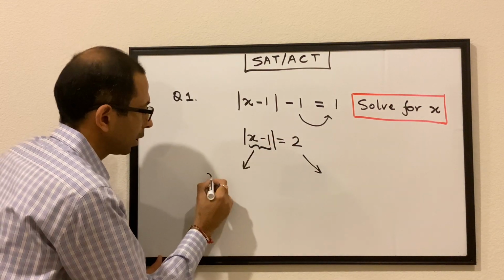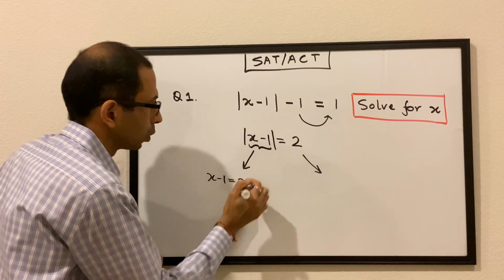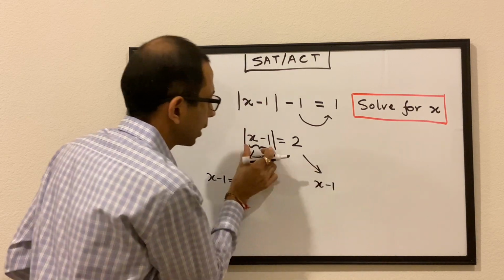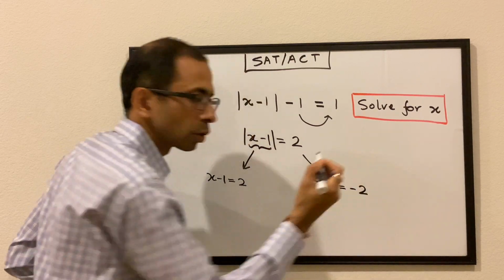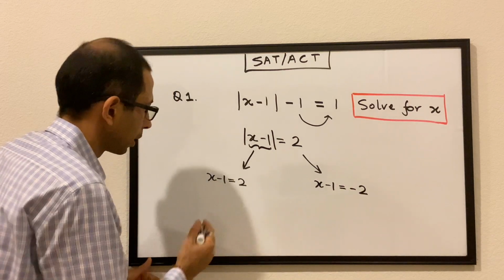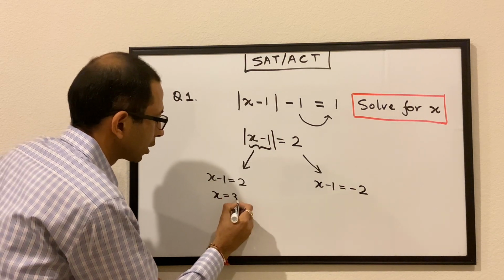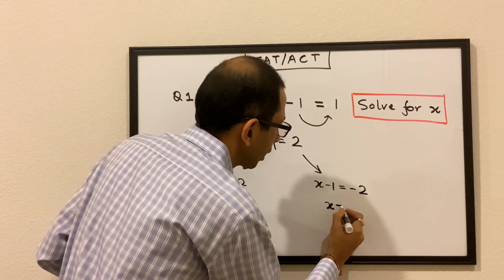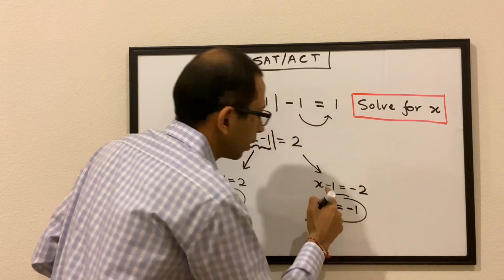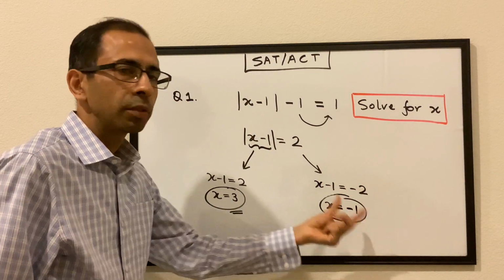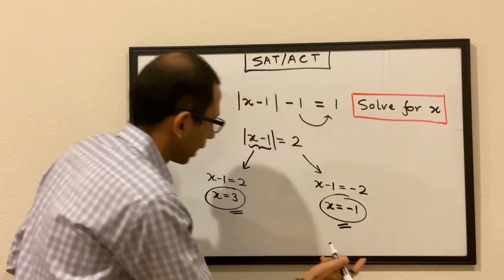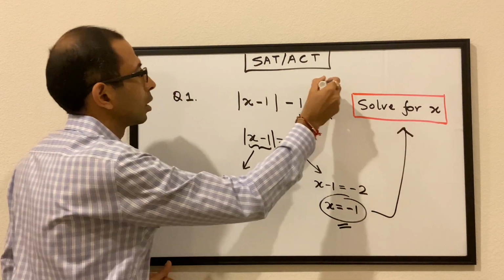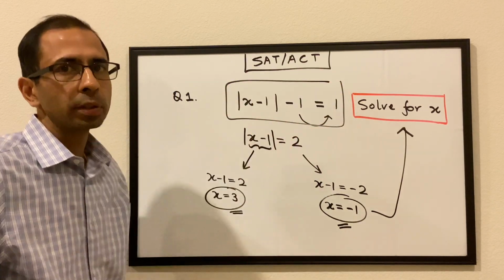The first scenario would be x minus 1 is equal to 2. This entity inside is equal to 2, and the other would be the entity inside is equal to minus 2, and then we solve for each one of them. So this gives us the value of x as 3 because we move 1 to this side, and this one gives us the value of x as minus 1, and we move minus 1 to this side, it's minus 2 plus 1, which is minus 1. So these are the two values, x is equal to 3 and x equal to minus 1, for which this equation will hold good.